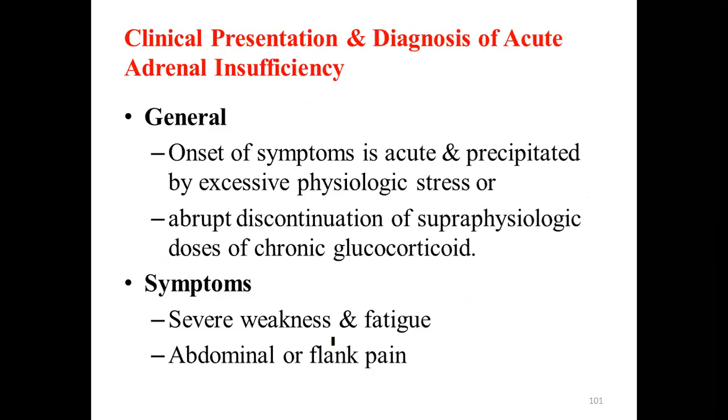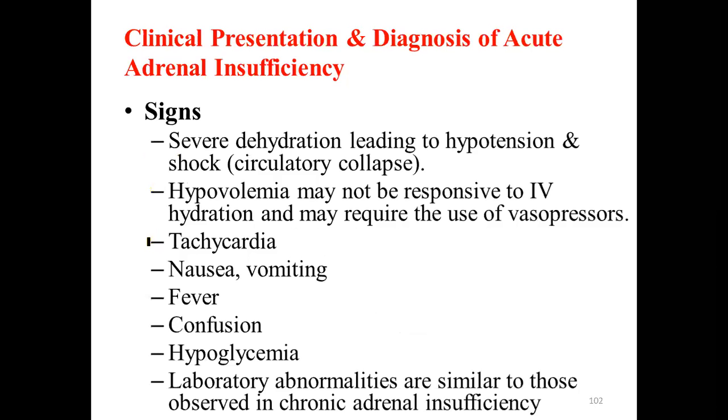So what are the clinical features of acute adrenal insufficiency? By the way, the clinical features are similar to that of chronic adrenal insufficiency, but the difference is that the onset is very acute and it is usually precipitated by excessive physiological stress, and the severity of the condition is very high in the acute case. Severe fatigue and severe weakness, severe abdominal pain and diarrhea, and even severe dehydration that leads to hypotension and shock. We call it circulatory collapse.